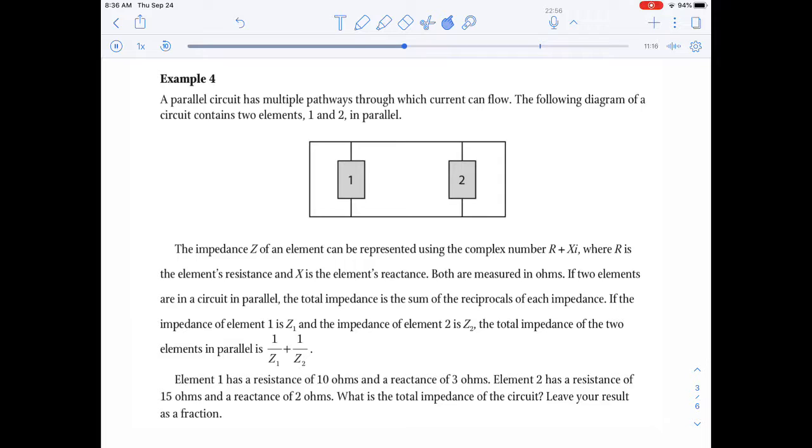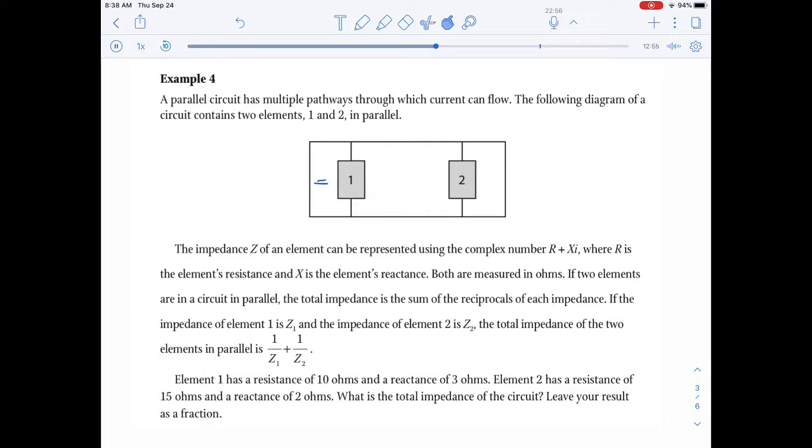If two elements are in a circuit in parallel, the total impedance is the sum of the reciprocals of each impedance. If the impedance of element 1 is Z1 and the impedance of element 2 is Z2, the total impedance of the two elements in parallel is 1 over Z1 plus 1 over Z2. Element 1 has a resistance of 10 ohms and a reactance of 3 ohms. Element 2 has a resistance of 15 ohms and a reactance of 2 ohms. What is the total impedance of the circuit? Leave your answer as a fraction.